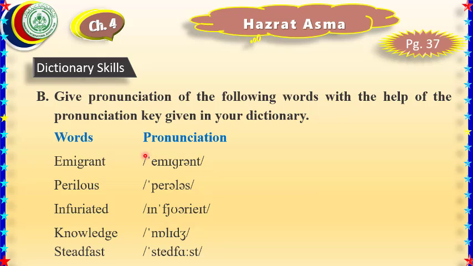If you look at this little sign, it looks like an apostrophe, which is not an apostrophe. This sign shows which syllable will be stressed. This shows emi will be stressed. Perilous. This sign shows peri will be stressed. Infuriated. This sign shows fury will be stressed. In the first 2 words, the first syllable of each was stressed, but in the third word, the second syllable is stressed. Knowledge, steadfast. Their pronunciation is given here, and the first syllable of each word will be stressed.